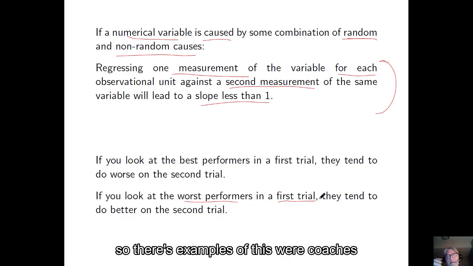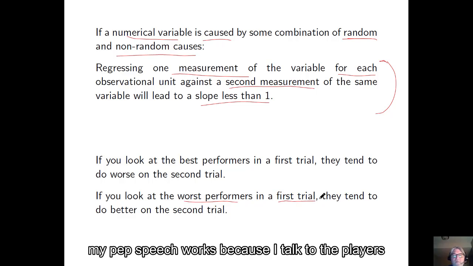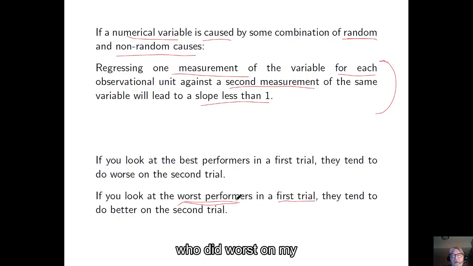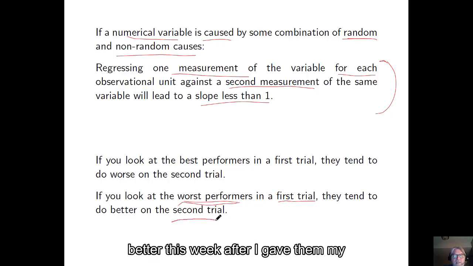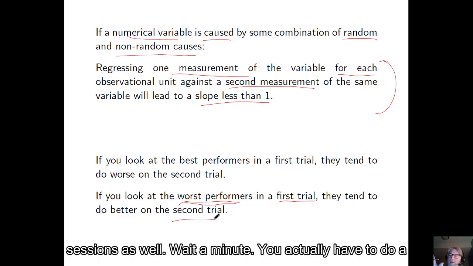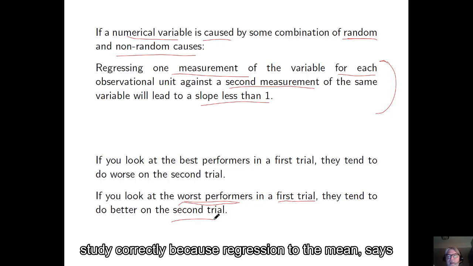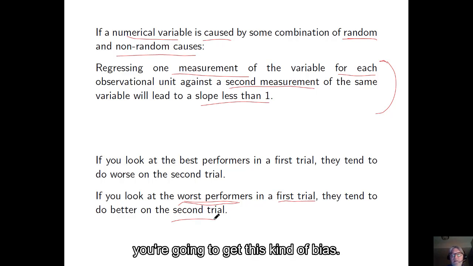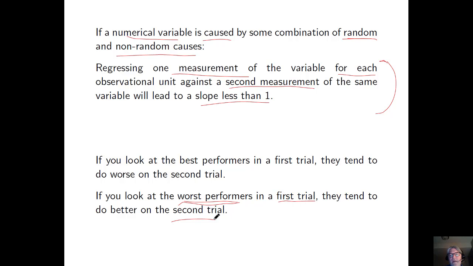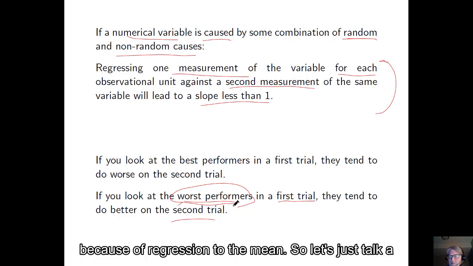There are examples of this where coaches say, well, I know my pep speech works because I talked to the players who did worse on my squad last week, and they did a lot better this week after I gave them my pep talk. And a statistician says, well, wait a minute, you actually have to do a full control group in order to do that study correctly, because regression to the mean says you're going to get this kind of bias if you're focusing in on one group at one end of the range.